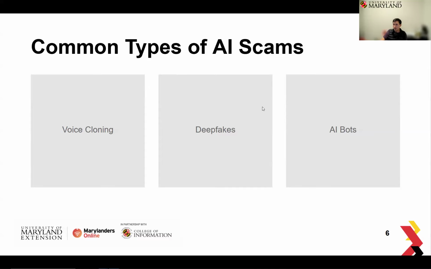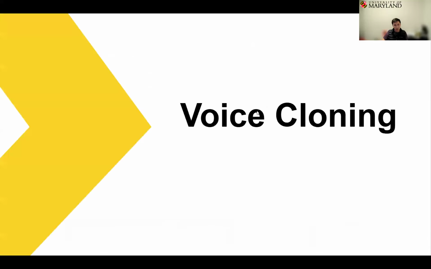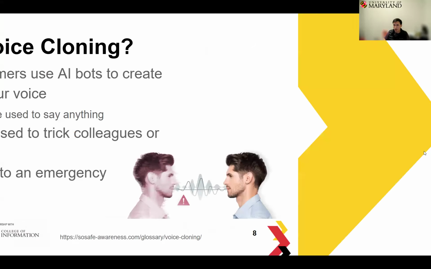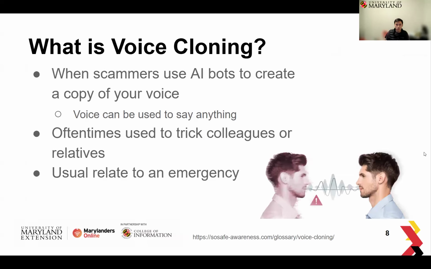Okay. So let's start with voice cloning. Voice cloning is when scammers use AI bots to create a copy of your voice. It's been reported that it can copy your voice in as little as 3 seconds. I'm not sure how convincing a 3 second copy would be, but the most common number that I've heard is about 30 seconds. So 30 seconds of just your voice will give the AI bot enough material to work with to make you say anything, right?